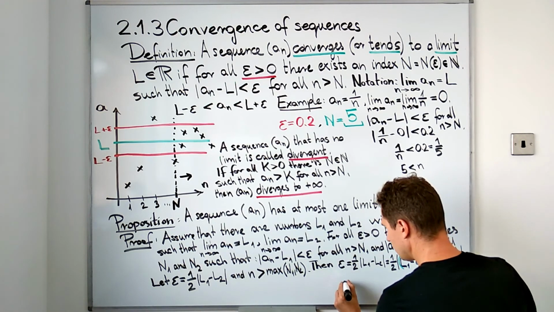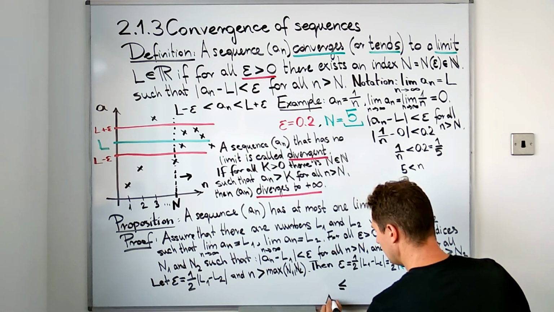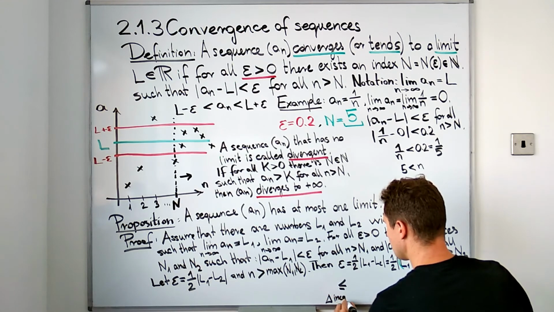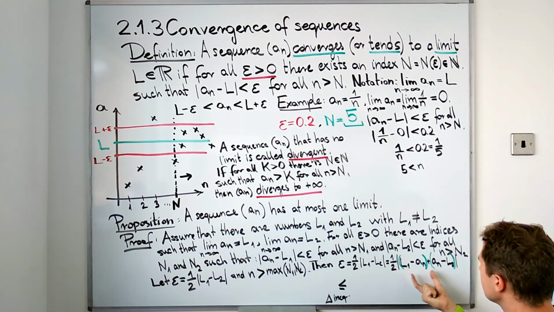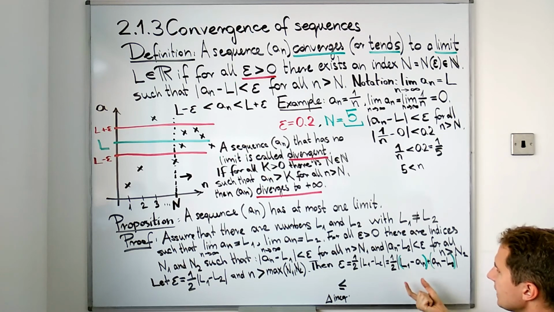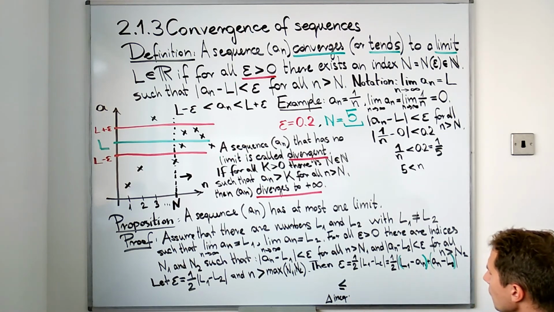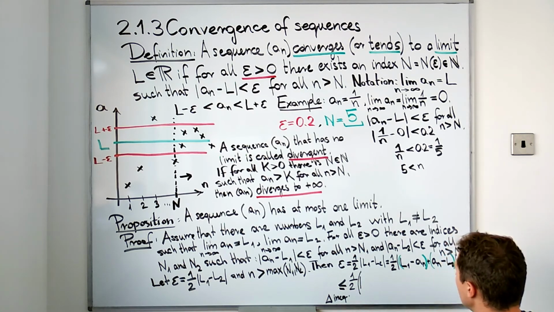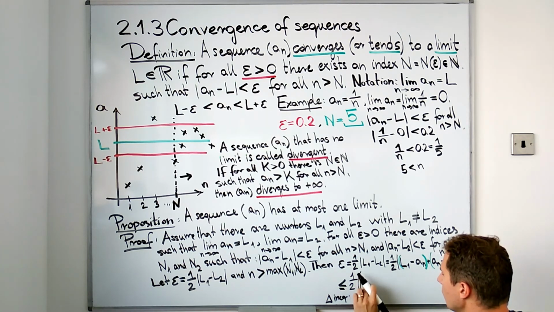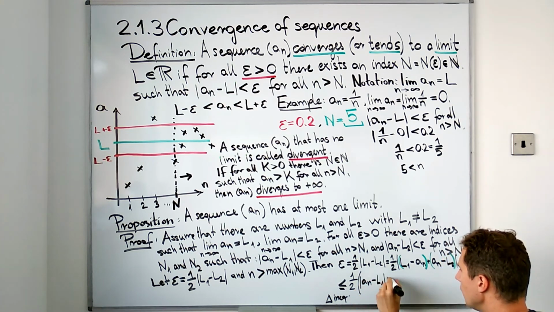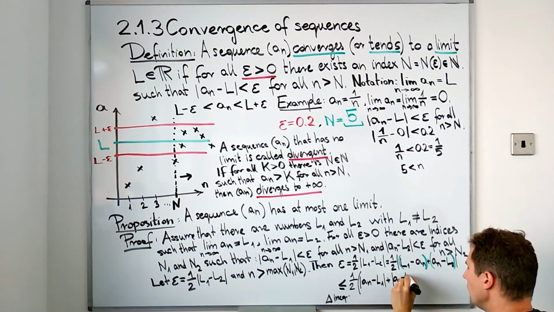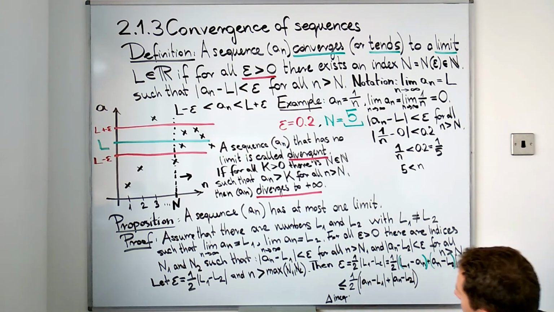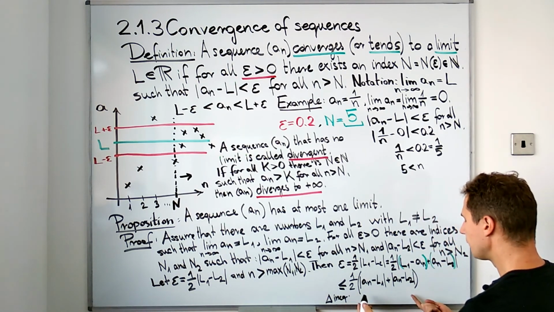And what we can do now is apply the triangle inequality, which says that if you take the absolute value of the sum of two numbers, you will get something that is less than or equal to the sum of the absolute values of these numbers. So it's less than or equal to a half times the absolute value of L1 minus a_n, which is the same thing as the absolute value of a_n minus L1, plus the absolute value of a_n minus L2. So this was multiplied by half.